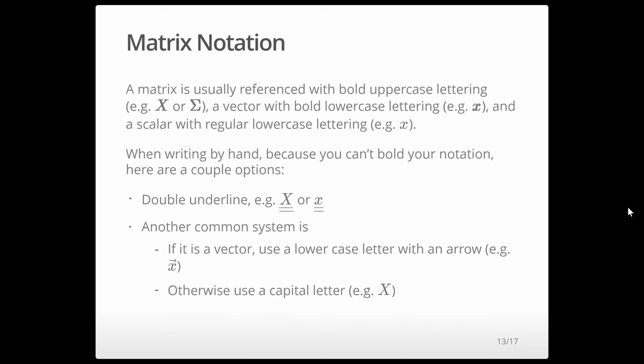A matrix is usually referenced with bold uppercase lettering. A vector is usually referenced with bold lowercase lettering, and a scalar with just regular lowercase lettering, no bold. Of course, when you're writing by hand, you can't always bold your notation. So a couple common options you'll see are the double underline, with either the capital or lowercase letter for matrix or vector. Sometimes you'll also see, if something is a vector, you'll write a lowercase letter with an arrow above it, and otherwise you'll use a capital letter.